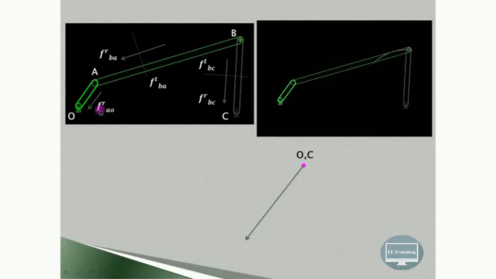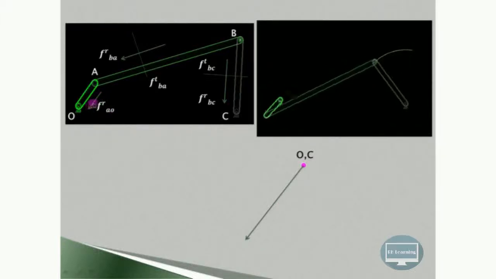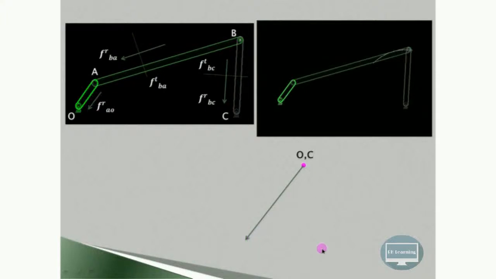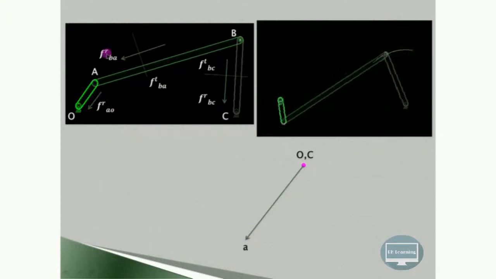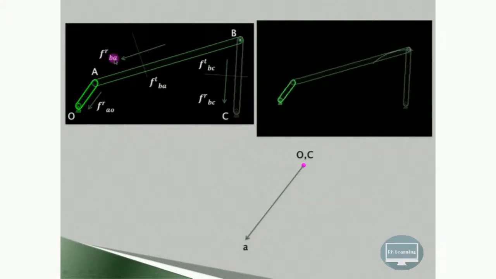Now start with the first vector, FRAO, that is the radial acceleration of A with respect to O. Out of A and O, the point O is known, so from the O point, with this known magnitude and this known direction, draw this acceleration vector as shown over here. The second vector is the radial acceleration of B with respect to A. Out of B and A, the point A is known. So from the A point, draw a vector to a suitable scale parallel to this particular vector and in the direction as shown over here.